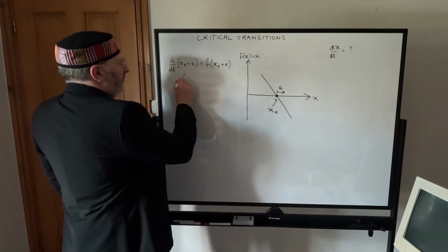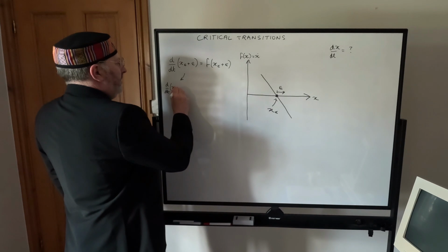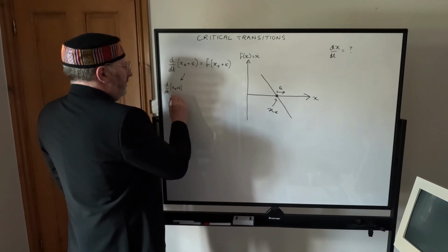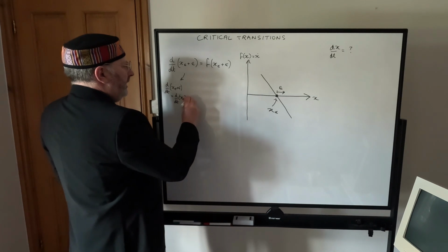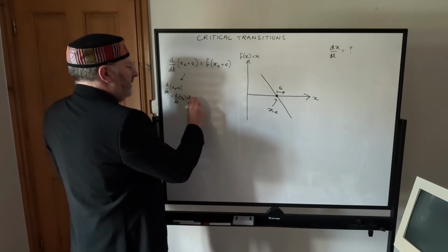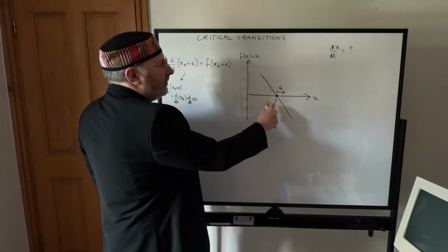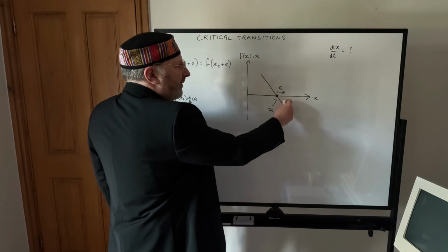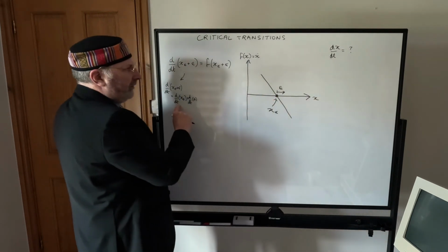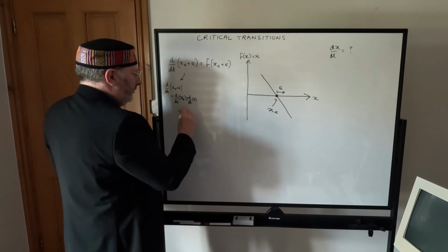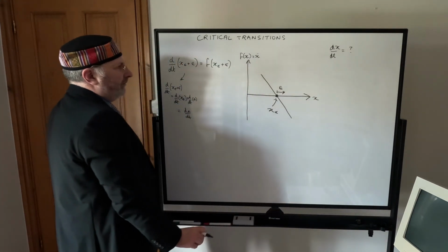And if we take d by dt of xe plus epsilon, that equals d by dt of xe plus d by dt of epsilon. And xe is just a constant value, it's just where the fixed point is, it's not changing. We've moved away from the fixed point and we're going to be moving back towards it, but the fixed point itself remains where it is. So xe is constant, it's not changing with respect to time. So this just equals d epsilon by dt. So the rate of change of x is the same as the rate of change of epsilon.